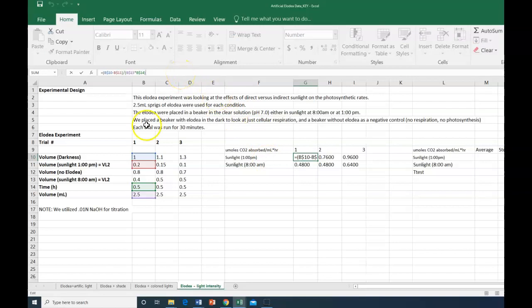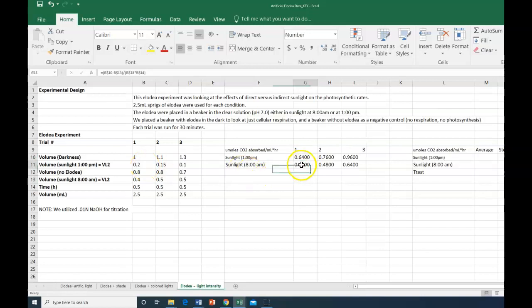Okay, so you can see what I've done here is I've taken B10, which is the volume in the darkness, minus the volume in the light. So that's B10 minus B11. And again, you can do this on your calculator. And I've divided that by the time in hours times the milliliters. And so if you do that, you get some number like 0.6400, which is the amount of micromoles of CO2 absorbed per mil per hour for trial 1 for the plant in the light.